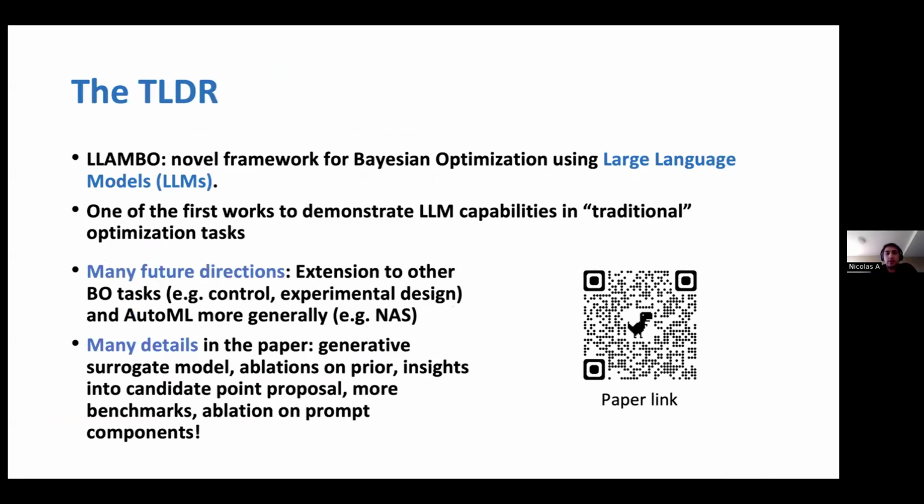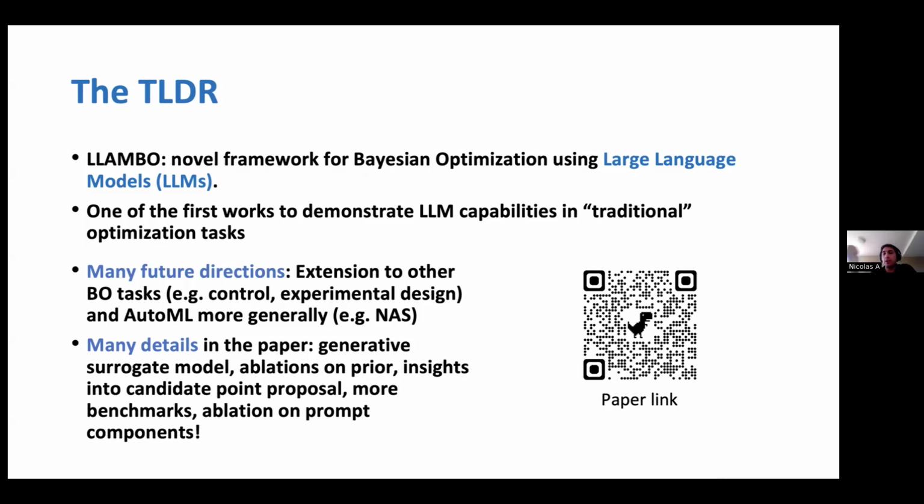So that's it. That is our presentation. LLAMBO is basically another framework for Bayesian optimization using large language models. Interestingly, this is also one of the first works that demonstrates LLM capabilities in traditional optimization tasks. So maybe a little more ambitious.